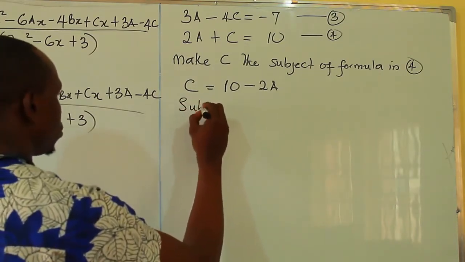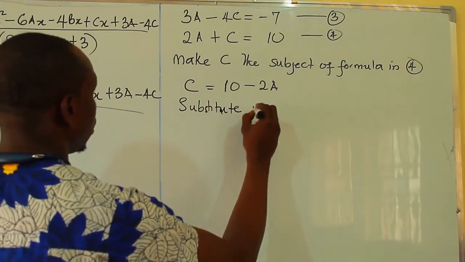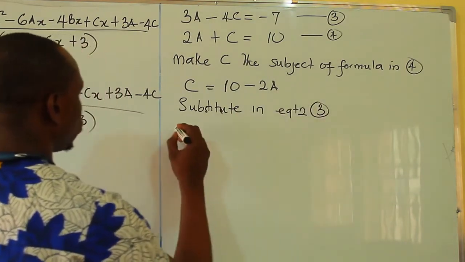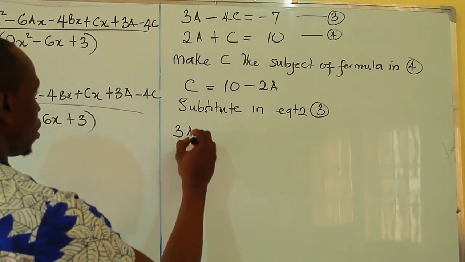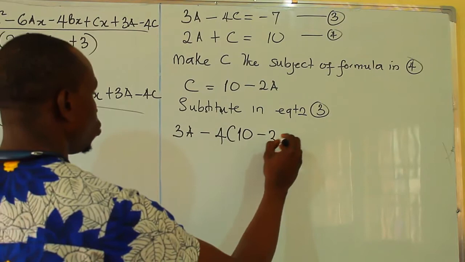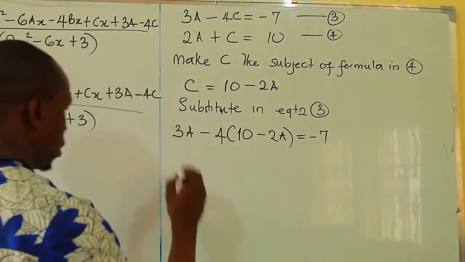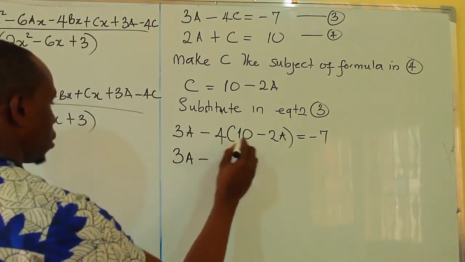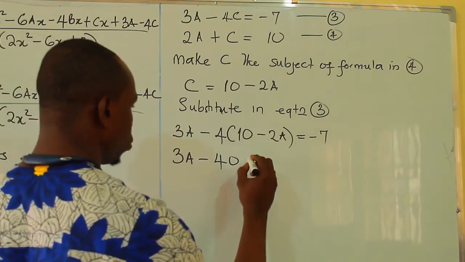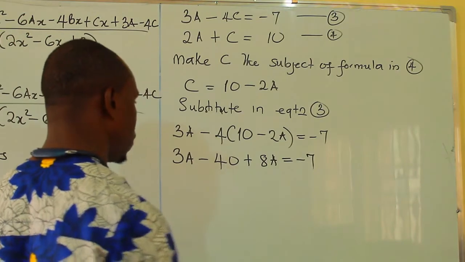Then I'll substitute in equation 3, and that will be 3a minus 4 times 10 minus 2a to be equal to minus 7. Then I'll open up the brackets. Minus 4 times 10 will give me 40. Minus 4 times minus 2a will give me plus 8a, and that's equal to minus 7.